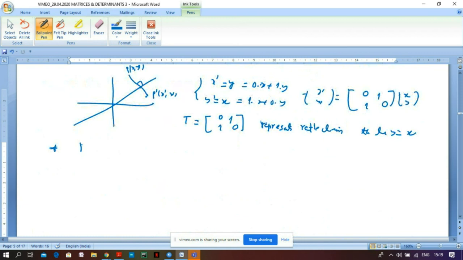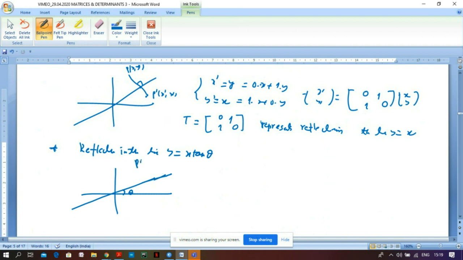Next we have reflection in the line y equal to x tan theta. So we have reflection in the line y equal to x tan theta, means that we have got some line that makes an angle theta. It may be negative or something, that does not matter. This is P(x, y), and then we want reflection about this line, that is P'(x', y').